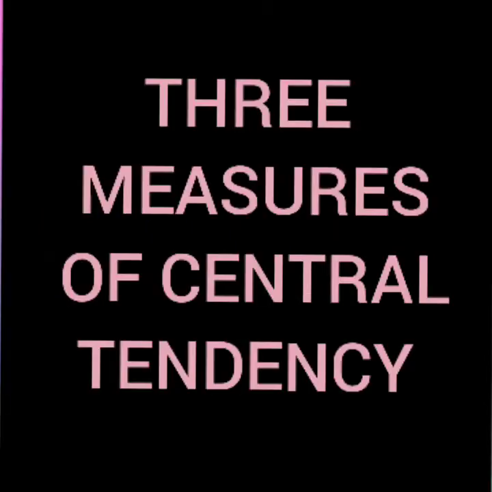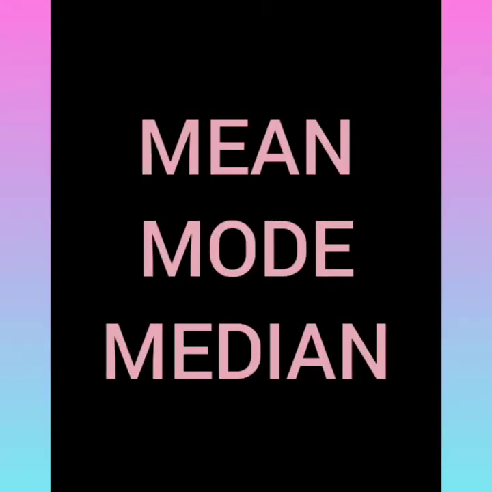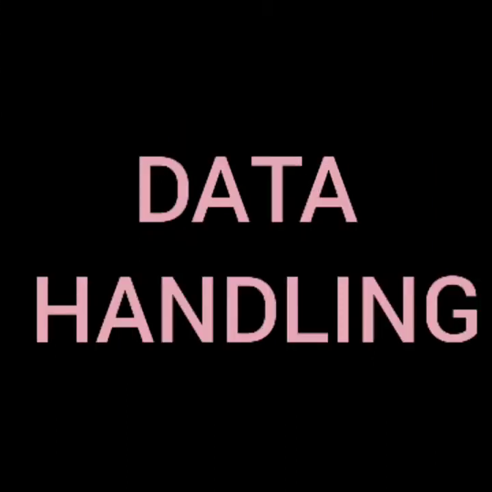So, my dear student, exercise 14.4, the most important exercise. Through this exercise, we are going to learn the three measures of central tendency. They are mean, mode, and median. As we already studied about these three in class 7th in the data handling chapter, okay? Mean, mode, and median. At that time, we studied these for ungrouped data.